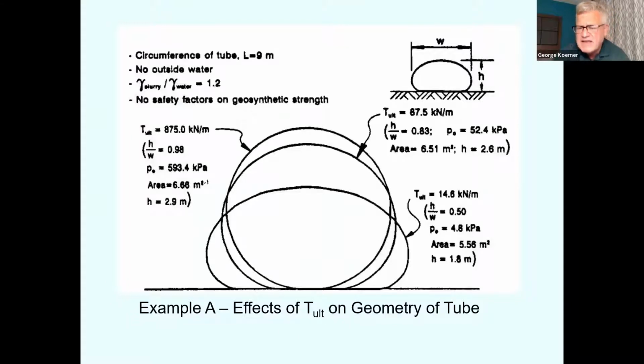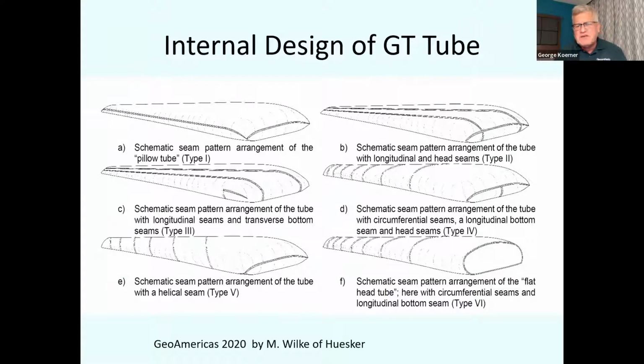In the example, the effect of T ultimate is very dependent on the pumping of the tube and its subsequent geometry. There was an excellent paper in Geoamericas by Marcus Wilke, and he describes the internal design of the geotextile tubes. And please realize when you scale up these tubes, you're going to have many different seaming configurations, and you're wondering about the stresses on those seams, which are the most critical and the weakest link in the tube situation.